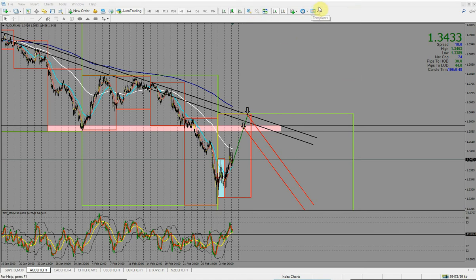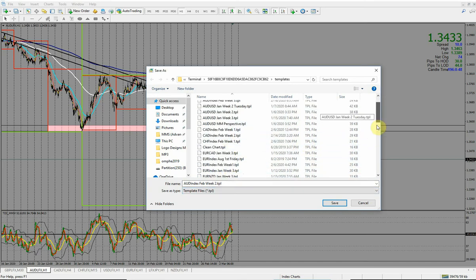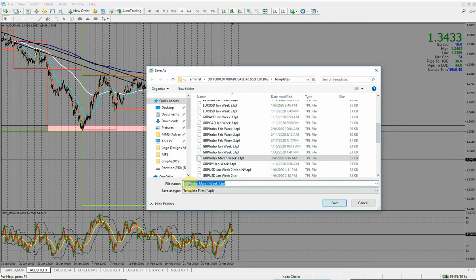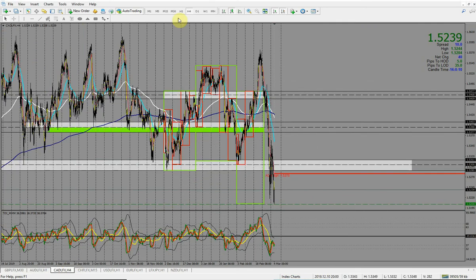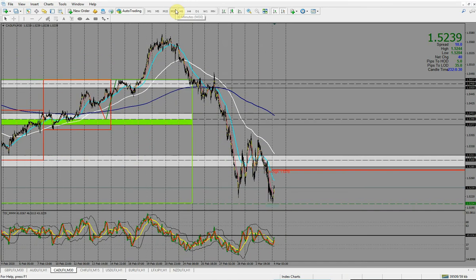So Australian dollar index, I'm just gonna save that. This is the Australian dollar index chart, March week 1. Now the Canadian dollar, since we have some high impact economic announcements on the Canadian dollar today.